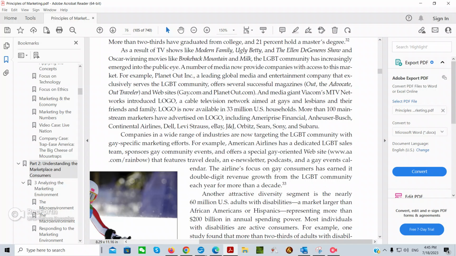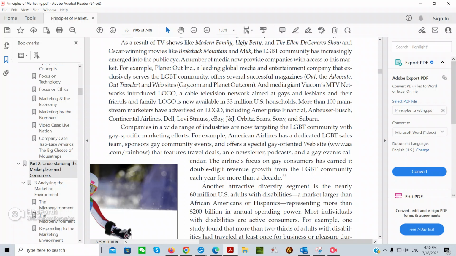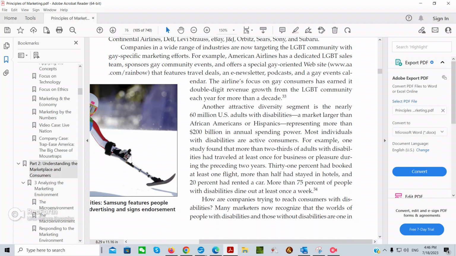Companies in a wide range of industries are now targeting the LGBT community with gay-specific marketing efforts. For example, American Airlines has dedicated LGBT sales teams, sponsors gay community events, and offers a special gay-oriented website. The airline's focus on gay consumers has also earned it double-digit revenue growth from the LGBT community each year for more than a decade. So basically, they're just focusing on each demographic that spends money.